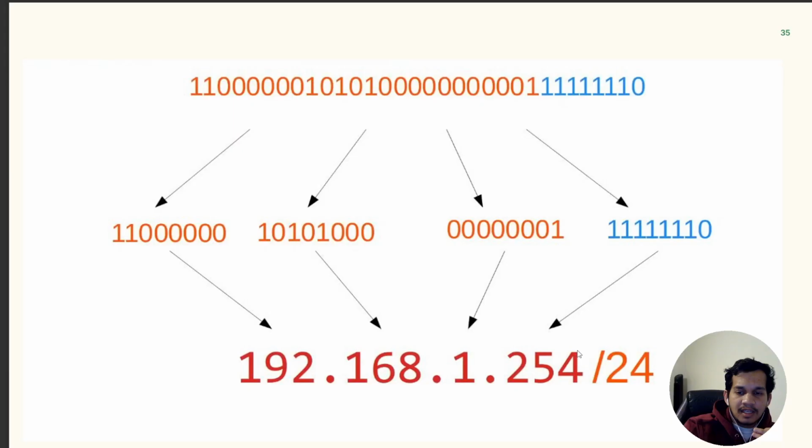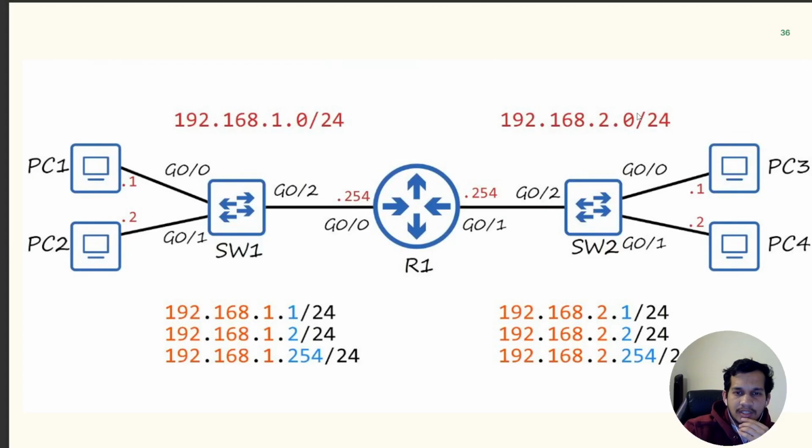In this way we are able to analyze the block size and all. We'll cover everything in detail. As I said, the first 24 bits belong to the network and the remaining 8 belong to the host. So we have seen this network ranges from 1 till 254 hosts. Similarly it goes for the 2.0 network. We'll cover everything in detail.